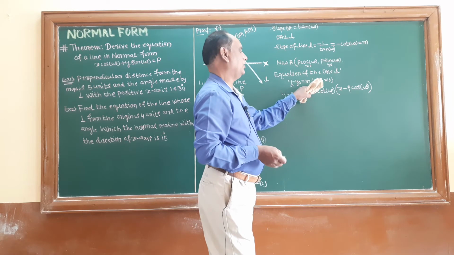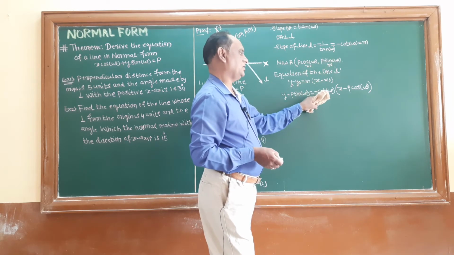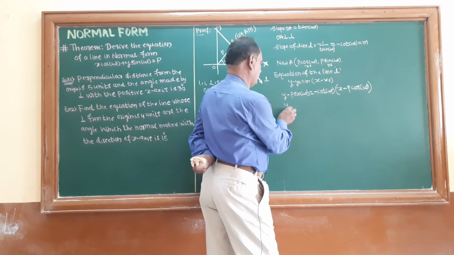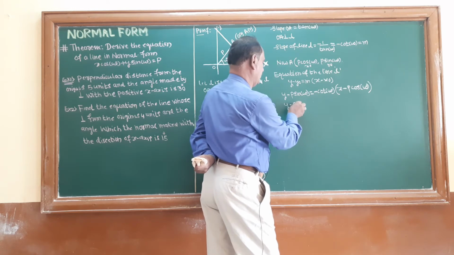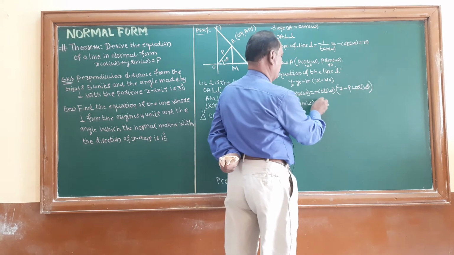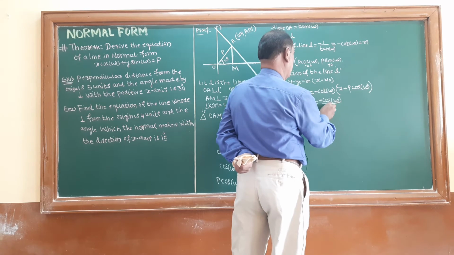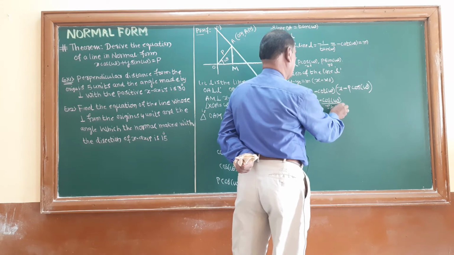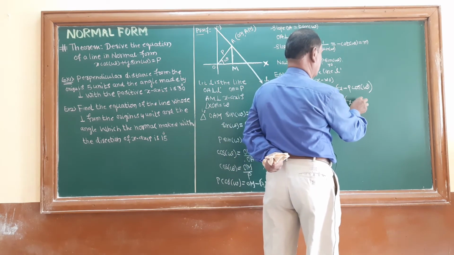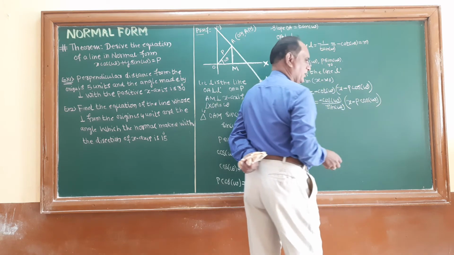Substitute the values of x naught and y naught. m is minus cot omega. So rearrange the equation: y minus P into sin omega is equal to minus cot omega, which can be written as cos omega divided by sin omega, multiplied by x minus P into cos omega.